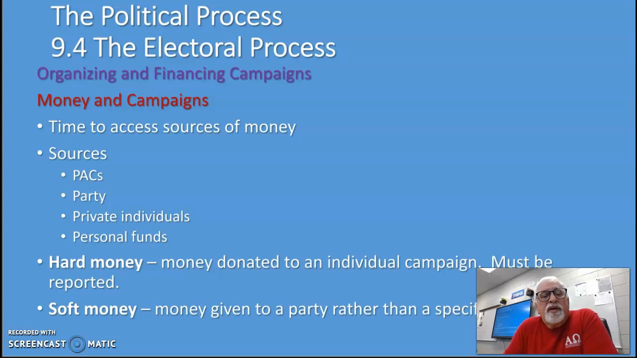Hard money, and we're not talking about coins and paper here, is money that is donated to an individual campaign, and this has to be reported. Soft money is money that is given to a party rather than a specific candidate.